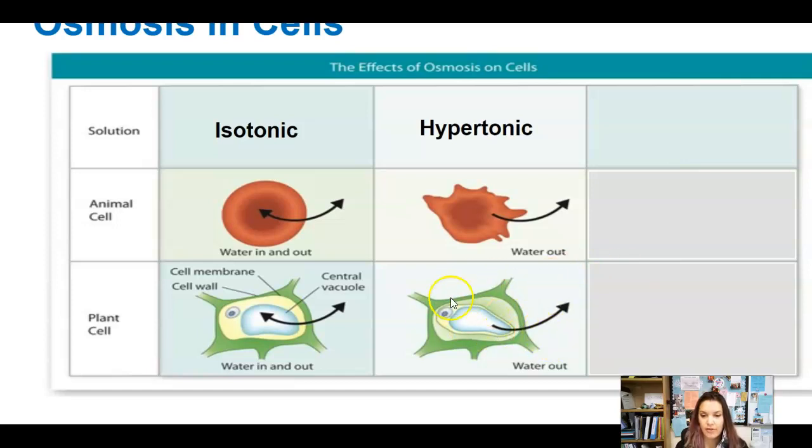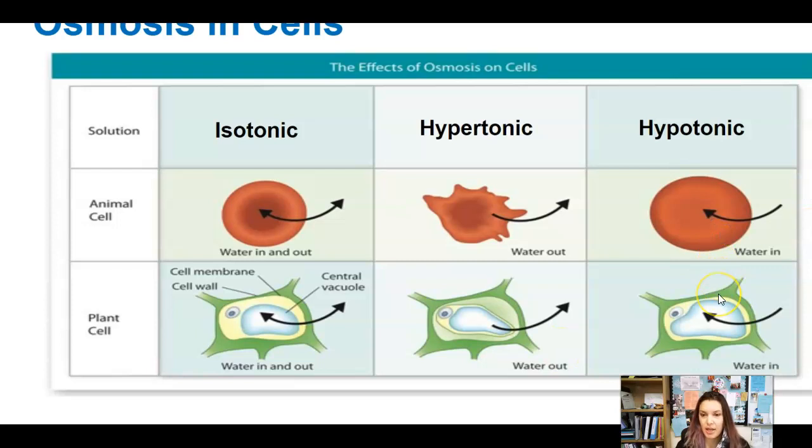Okay, when you have a plant cell, it is the same thing. The water will want to move out, so it will look dehydrated if it's placed in a hypertonic solution. All right, so then hypotonic: if you place a cell in a hypotonic solution, the water from outside of the cell will diffuse, through the process of osmosis, and move into the cell. So you'll see that the cells will swell if placed in a hypotonic solution.